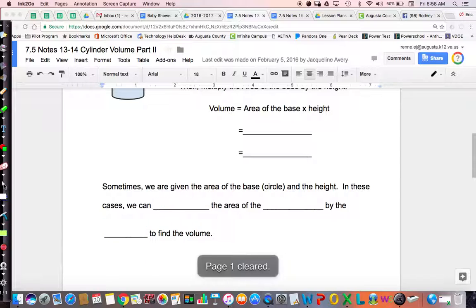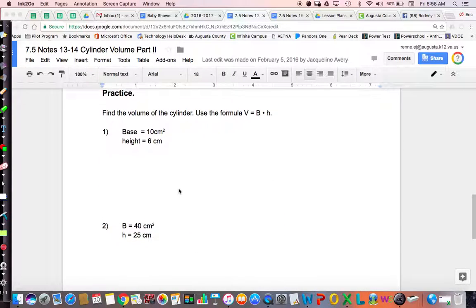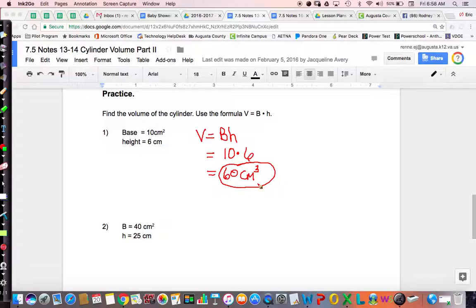So let's look at some examples. So it says find the volume of the cylinder, use the formula V equals base times height. So I always like to write the formula first. So base times height. And the base here is 10. So what that means is the area of the circle is 10. They've already figured that out for us. And the height is 6. And 10 times 6 is 60 centimeters cubed. Remember, we were finding the volume, so volume is always cubed. And look, this is centimeters squared, so centimeters squared times centimeters is going to give you centimeters cubed.